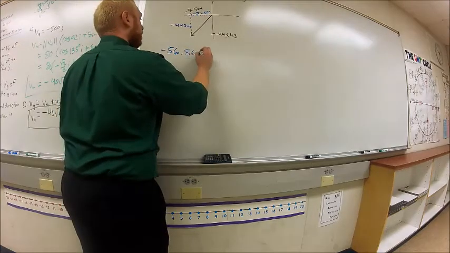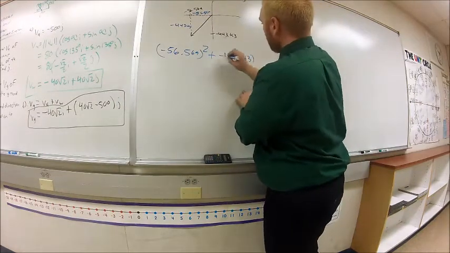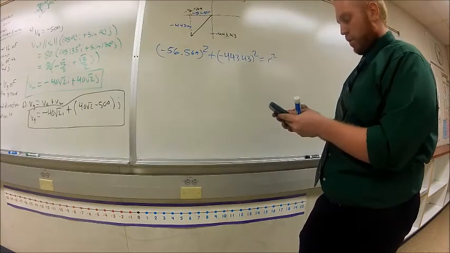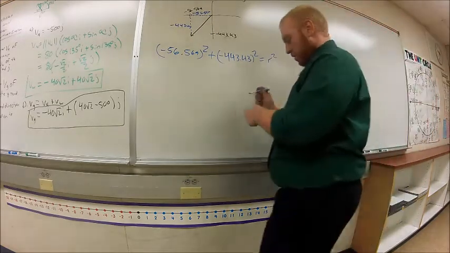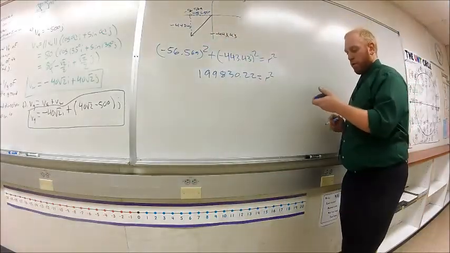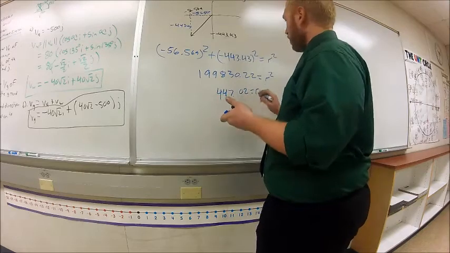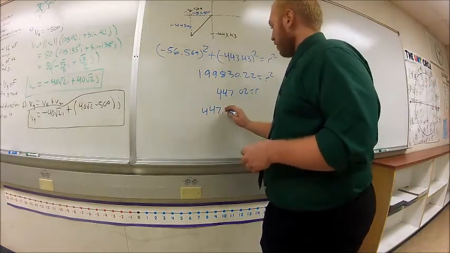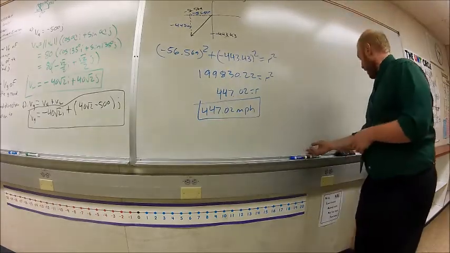So negative 56.569 squared plus negative 443.43 squared equals a big number. To double check you're on the right track, I was getting something like 199,830.22 equals r squared. Take the square root and you get 447.02. So to answer the first part, the actual speed of the aircraft is 447.02 miles per hour.